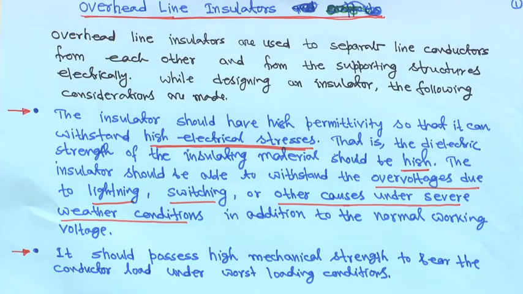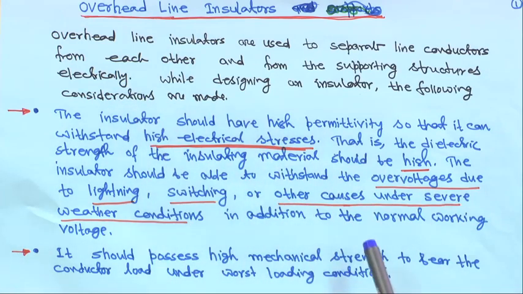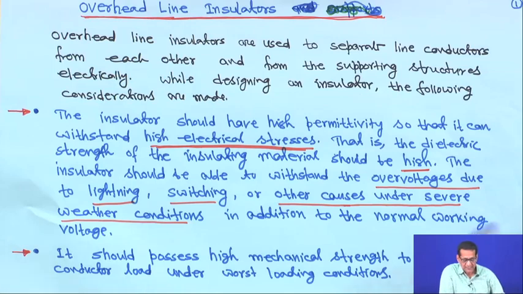So, first we will give the description of this type of insulators, but it is a video lecture class. So, all these things I have to skip, and whatever the basic things, we will try to understand. So, first thing is that overhead line insulators are used to separate the conductors from each other and from the supporting structure electrically, right.